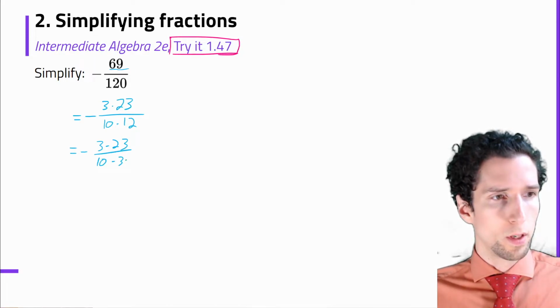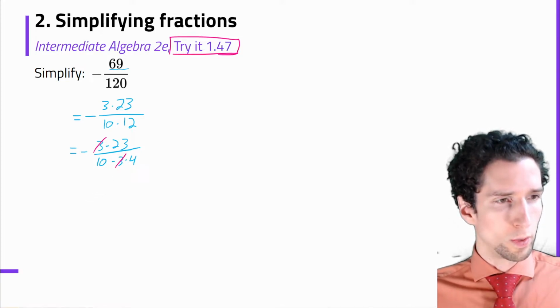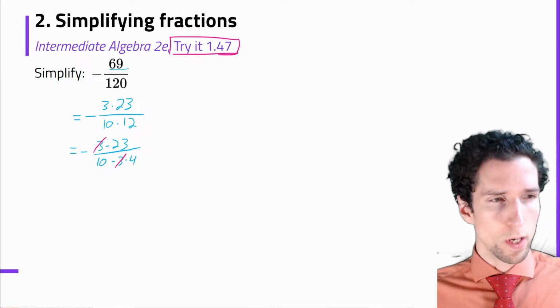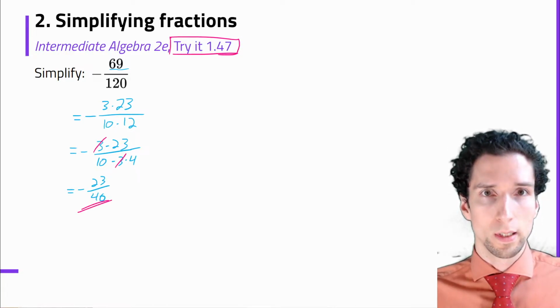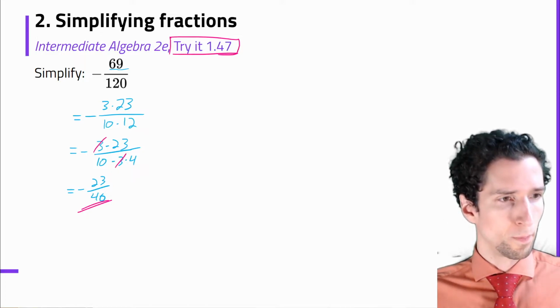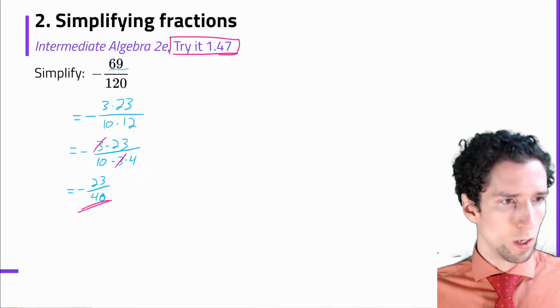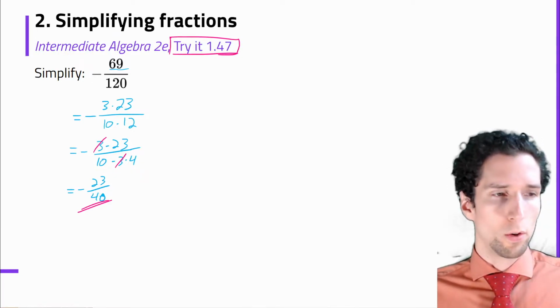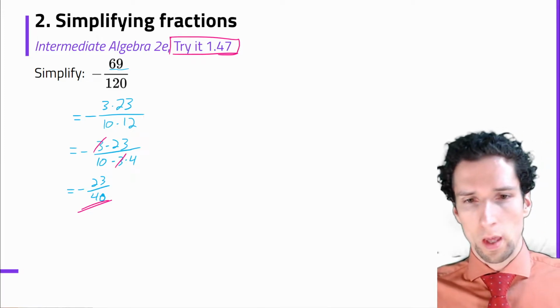10 is 3, 4, okay. So 3 cancels out. 23 is a prime number, so 10 we can split up more, but 23 we're kind of stuck there. So -23/40. That looks like that's the simplest possible form of this. That's a 40, not a 46. 40. Okay, so that was my turn.